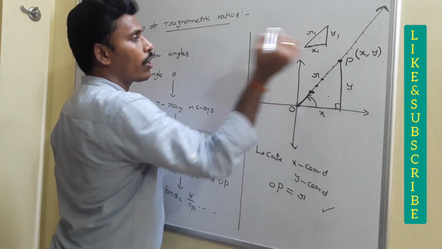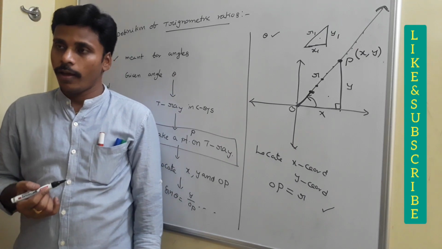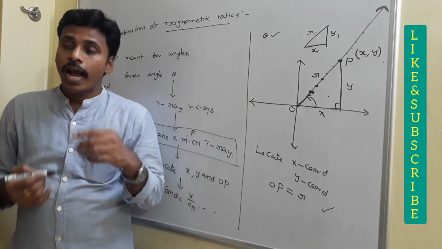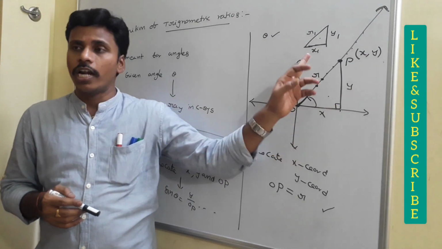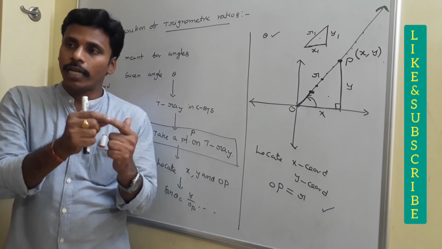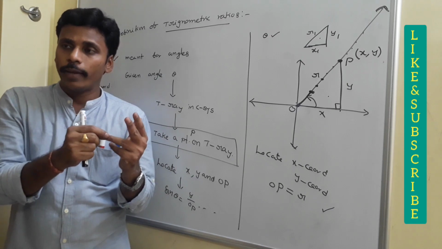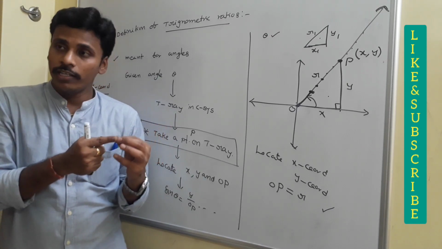My triangle and your triangle will become similar, that's why the ratios become equal. And if you look at this, for these triangles, how many ratios are possible? There are three things: x, y and r. X by y is possible, x by r is possible, y by x is possible, y by r is possible, and then r by x is possible, r by y is possible.